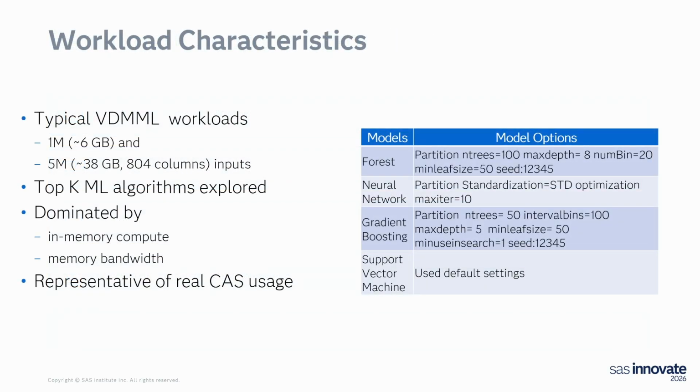And we focused on typical top K, what you're most likely to do on a day-to-day basis outside of deep learning with these workloads. Forest, neural net, gradient boosting, support vector machine are kind of like the top 5 technologies, and we did a reasonable number of options. We chose 2 data sets, one with 6 gigs, the other with 38 gigs, with 1 million and 5 million observations, respectively. And we picked ones where the memory and the compute were the dominant factors, so we could really study the benefits of C4 on those instances, and we believe this is representative of real-life CAS usage.